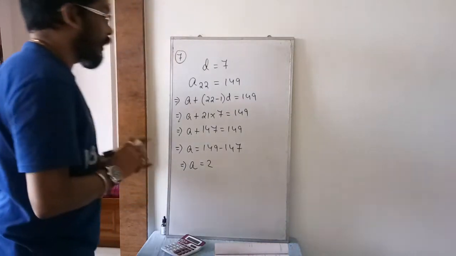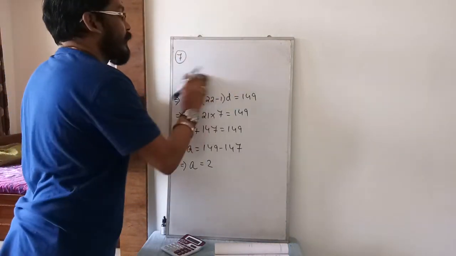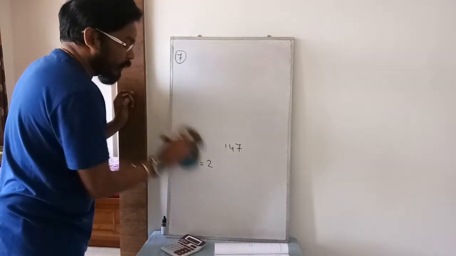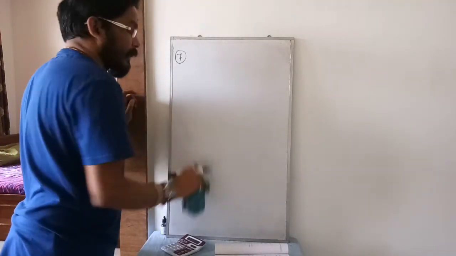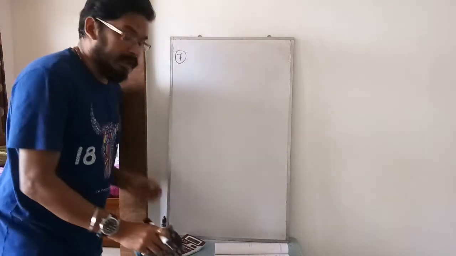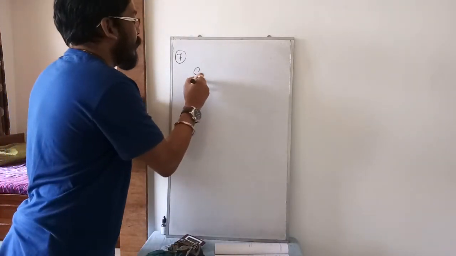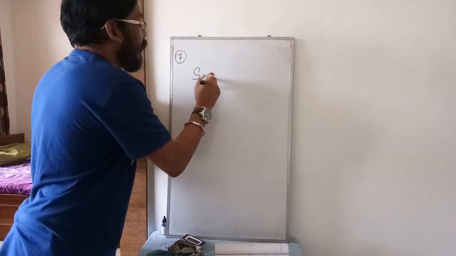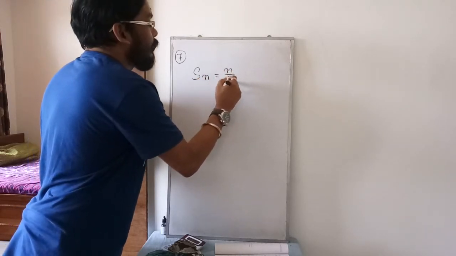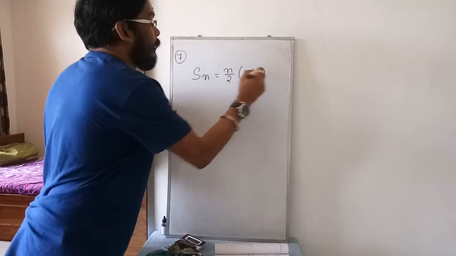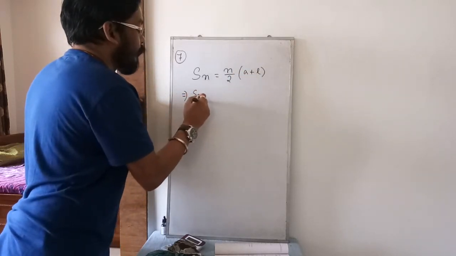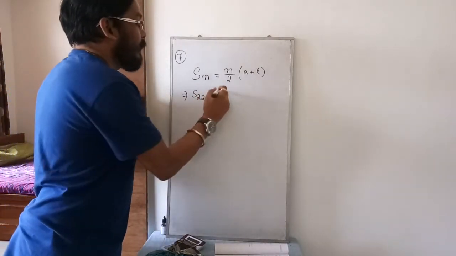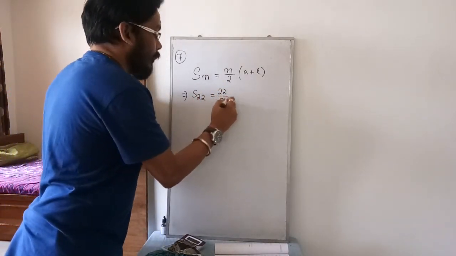Now we have to find out the sum. For the sum formula, you can easily use the shortcut formula, or you can take the second formula. I have to find the sum up to 22 terms. So first let me write the general one: Sn equal to n by 2 into a plus l. I have to find S22, so my n is 22 by 2.